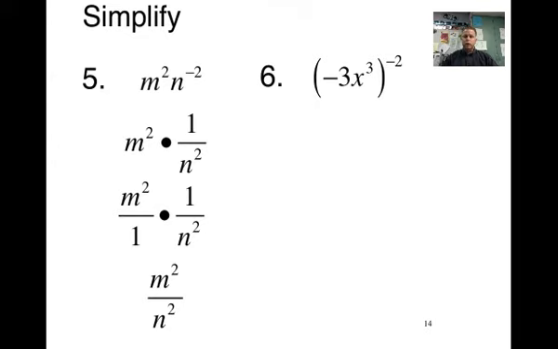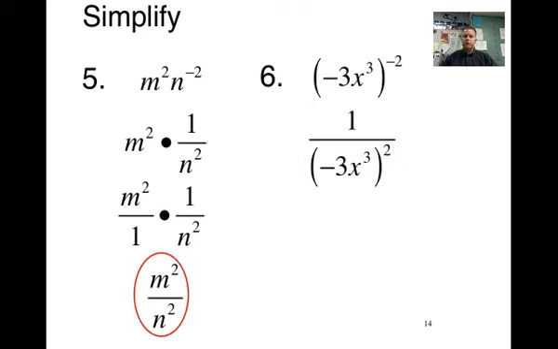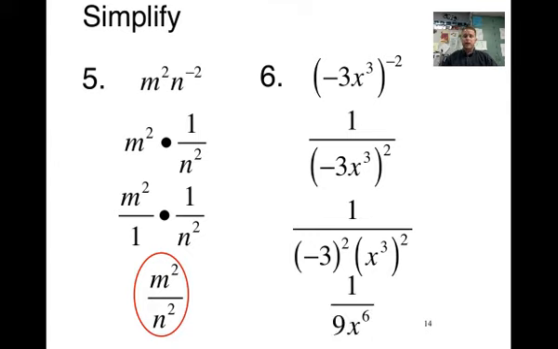Number 6, the quantity negative 3x to the third raised to the negative second. Remember, we're going to change that to a positive exponent. So I could rewrite it as 1 over negative 3x to the third, raised to the second. Everything gets taken to the second power, so I've got negative 3 to the second power, x to the third to the second power, which will give me 1 over 9x to the sixth.